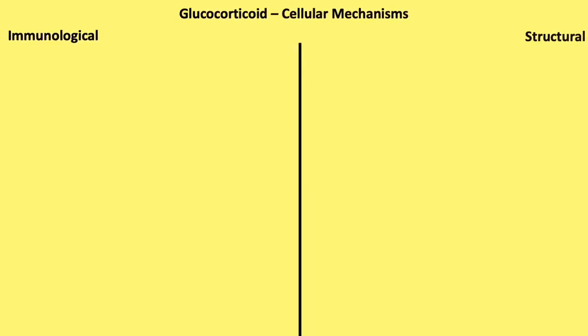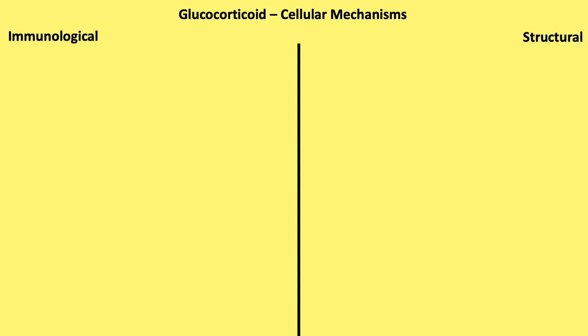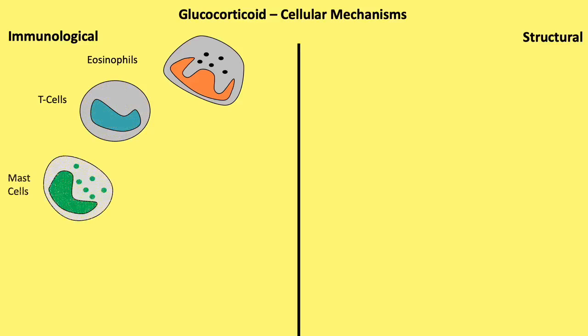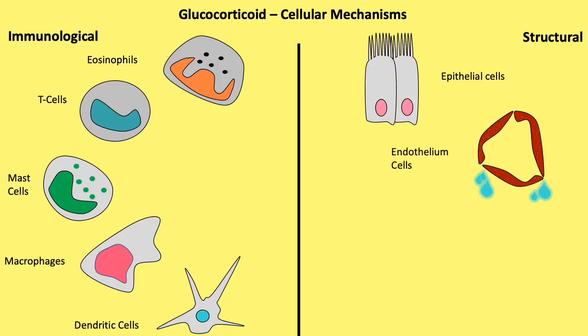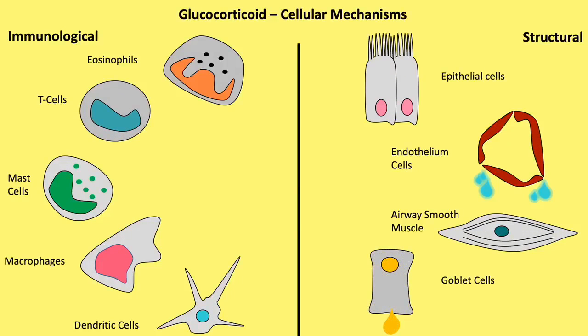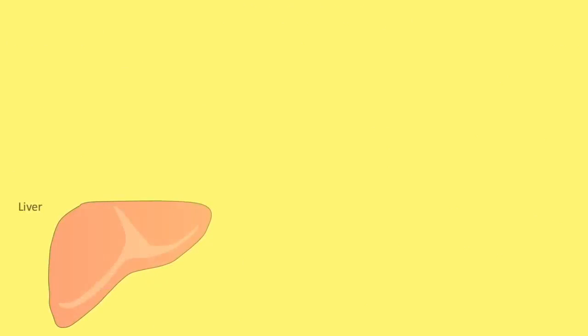Many different cell types also mediate inflammatory responses in asthma. Glucocorticoids also have direct inhibitory effects on many of the cells involved in airway inflammation in asthma, for example macrophages, eosinophils, mast cells, and dendritic cells. Of course, there are some side effects.